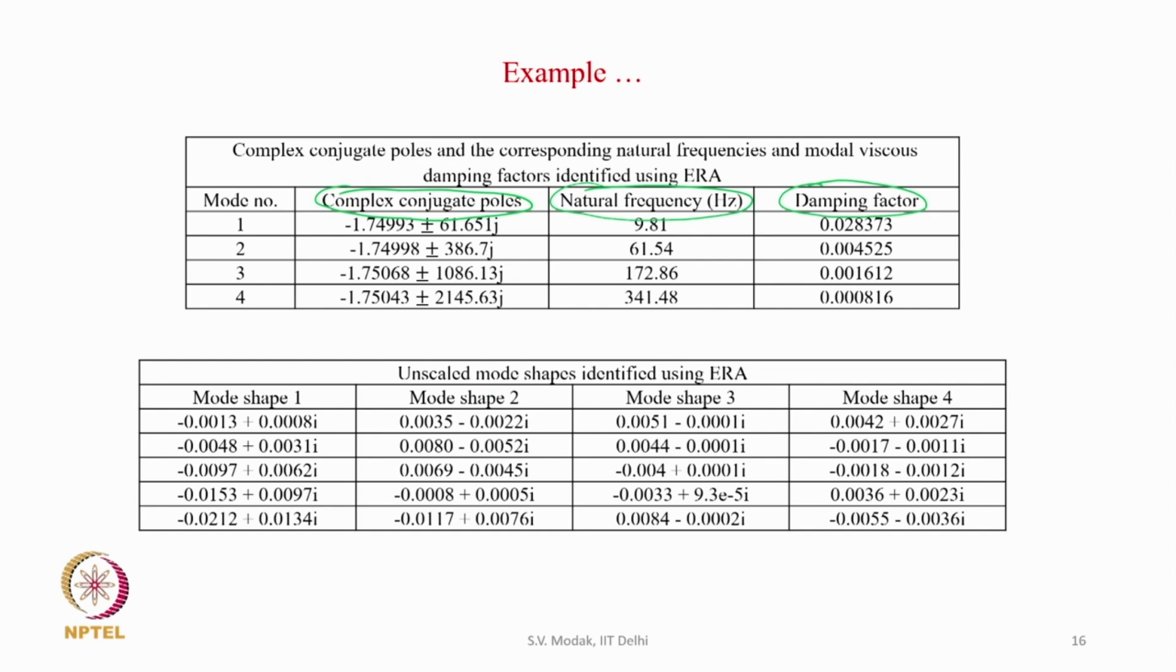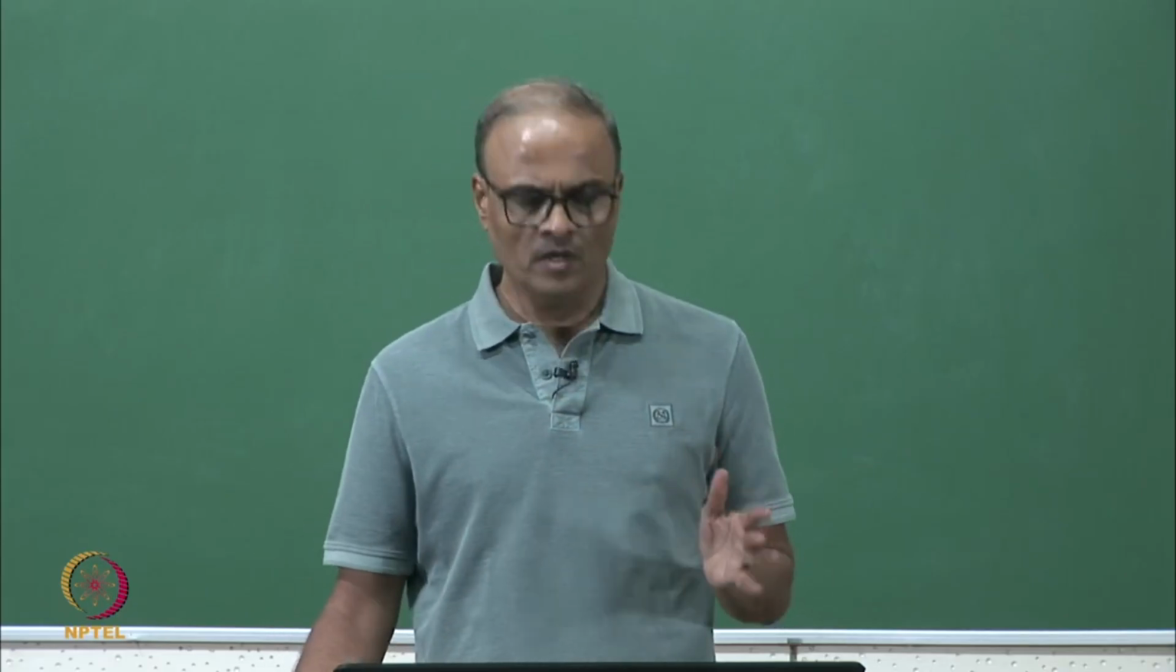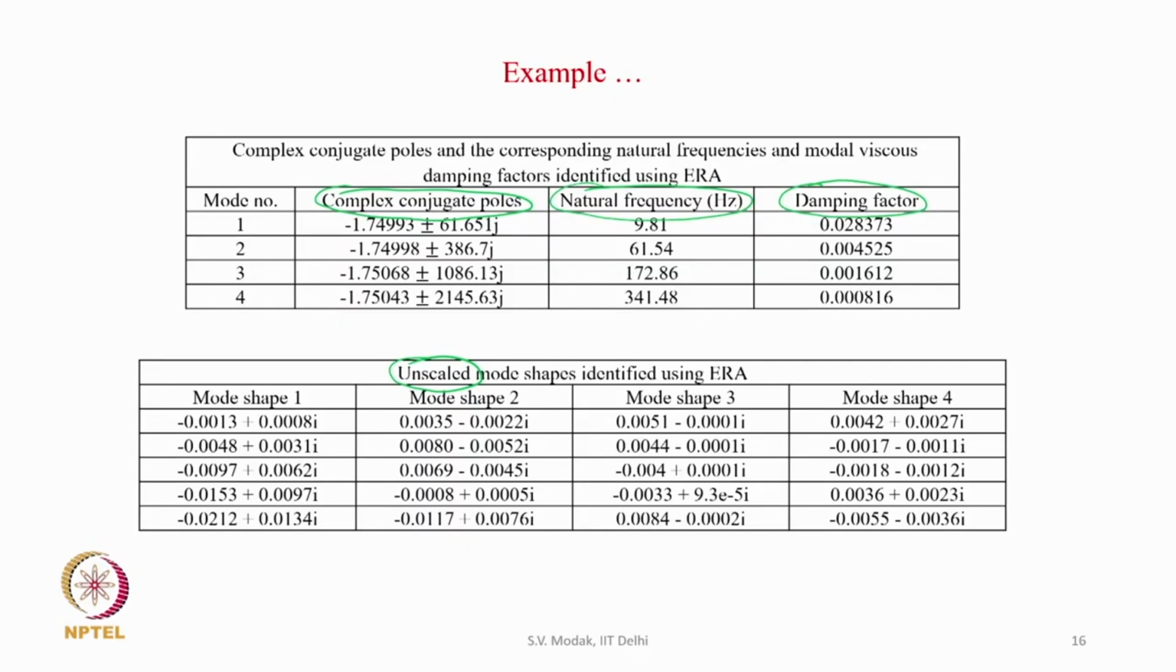Here the mode shapes you obtained are unscaled mode shapes, not mass normalized mode shapes. That is because the excitation that was applied was not in the form of a unit impulse. It was an excitation different from a unit impulse, and that is why the scaling of the mode shapes cannot be realized through estimation. So, there is an unknown arbitrary scaling factor associated with the modes that have been obtained.